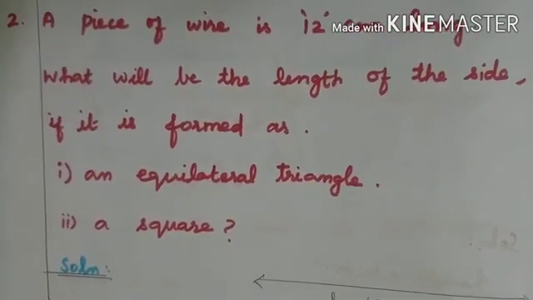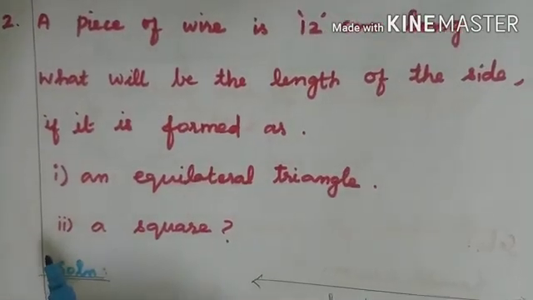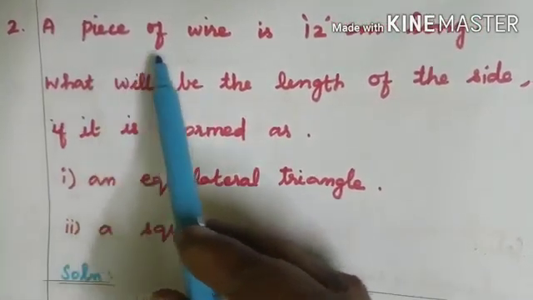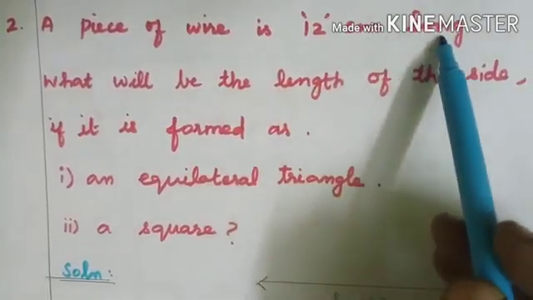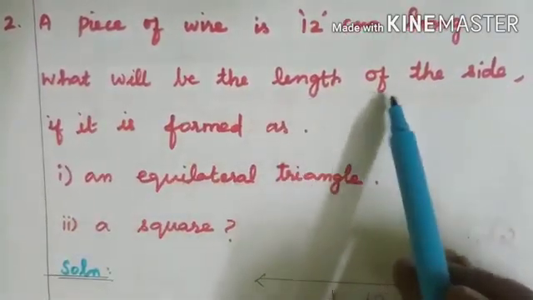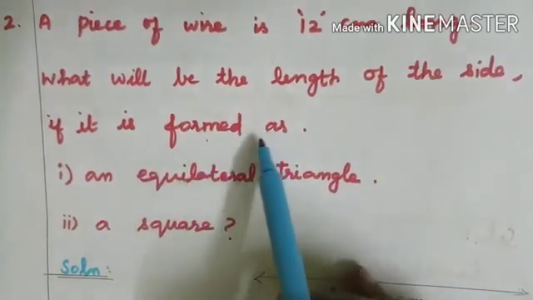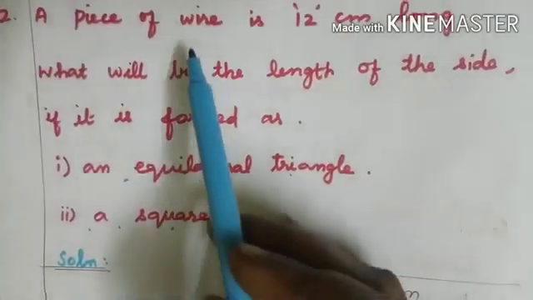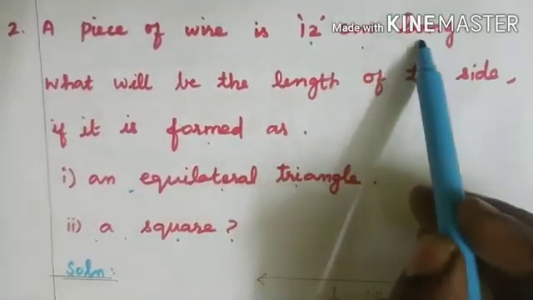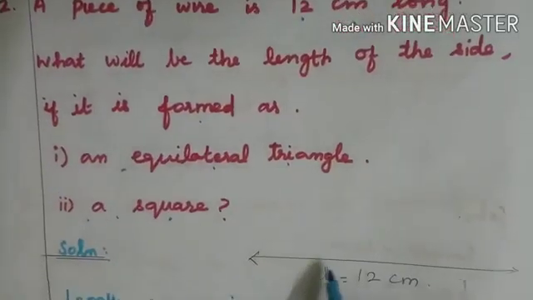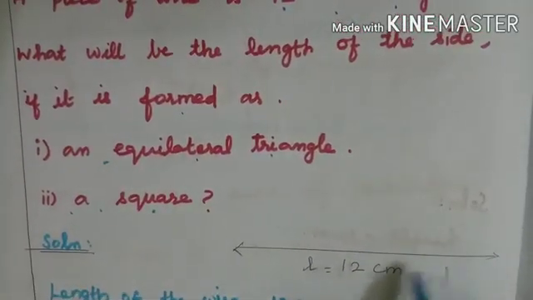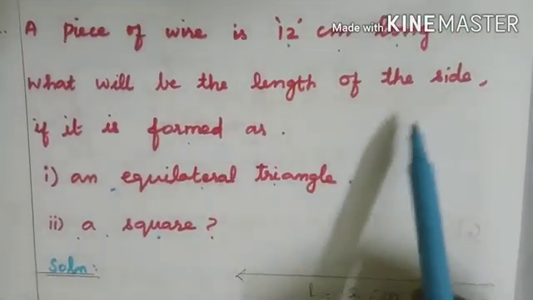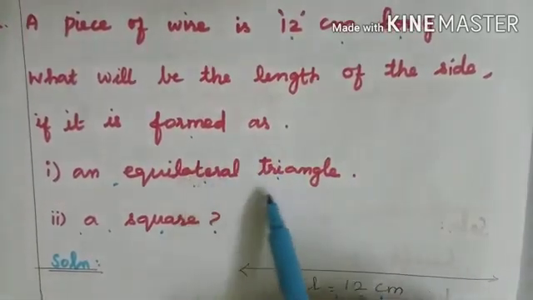Here, exercise 2.3, the first question I have given homework and you did. The second question we are doing now. A piece of wire is 12 centimeter long. What will be the length of the side if it is formed as an equilateral triangle? Or a square. So here we have drawn a diagram. A piece of wire, the length is 12 centimeter.